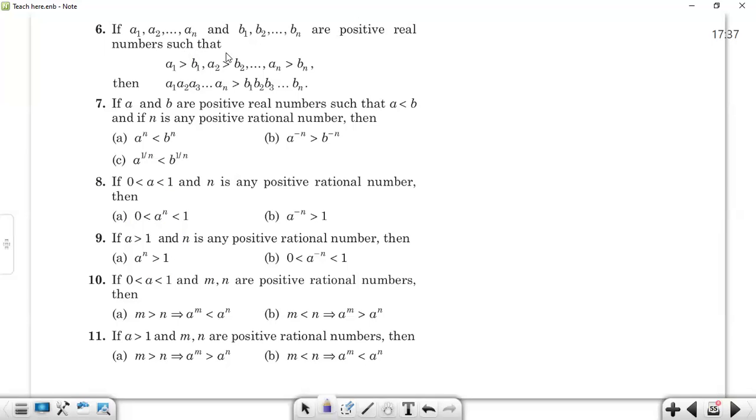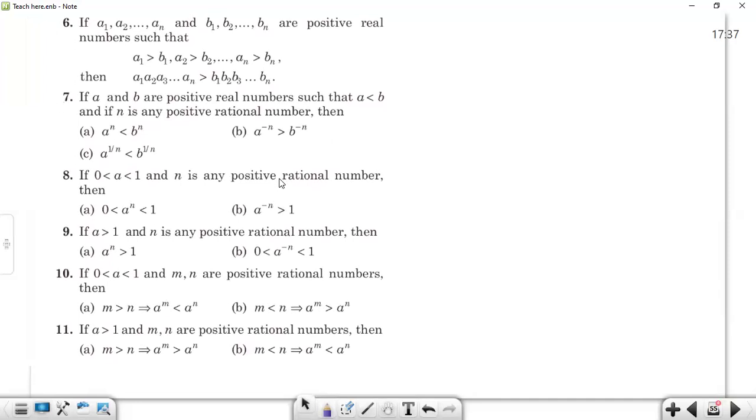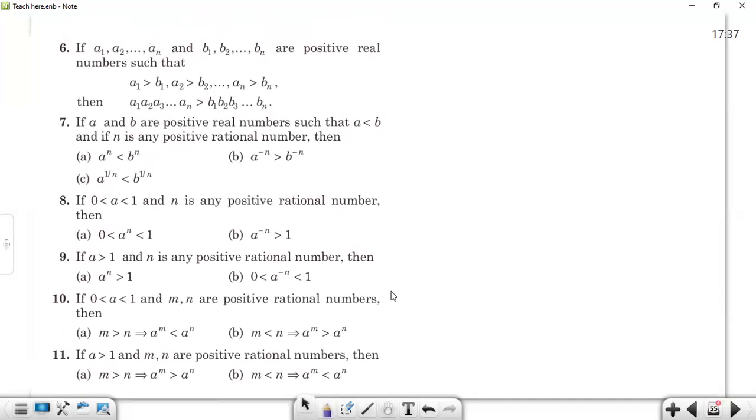Property number 6. If A1, A2, A3, up to AN, and B1, B2, B3, up to BN are positive real numbers, such that A1 is greater than B1, A2 is greater than B2, and so on, every A term is respectively bigger than the B term, then we may conclude that the whole product of the A terms will be greater than the whole product of all the B terms.